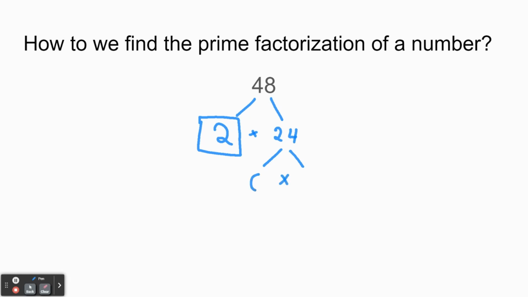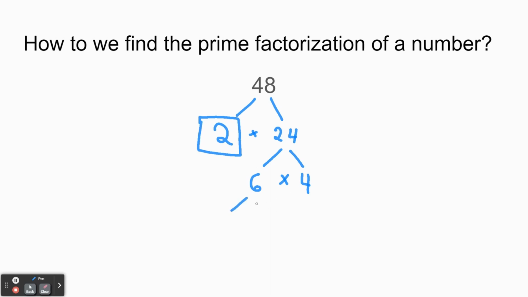Well, here I know that 6 times 4 would give us 24. You could also go for 8 times 3. Both of them are fine. It doesn't matter. You'll get the same thing in the end anyway. But we'll say that. 6 is a composite number, so is 4. So we don't get to box anything here. And then we do it again.